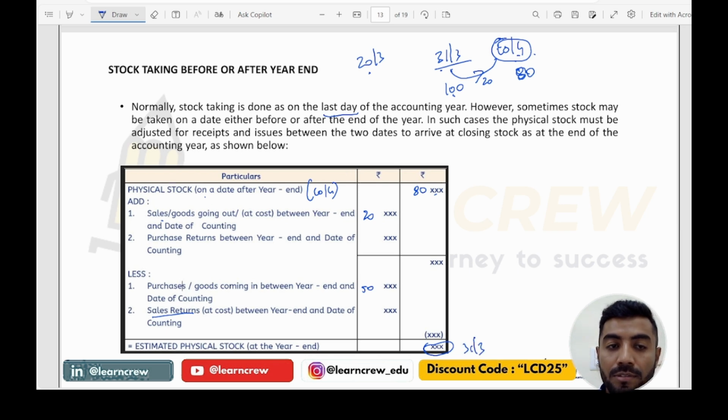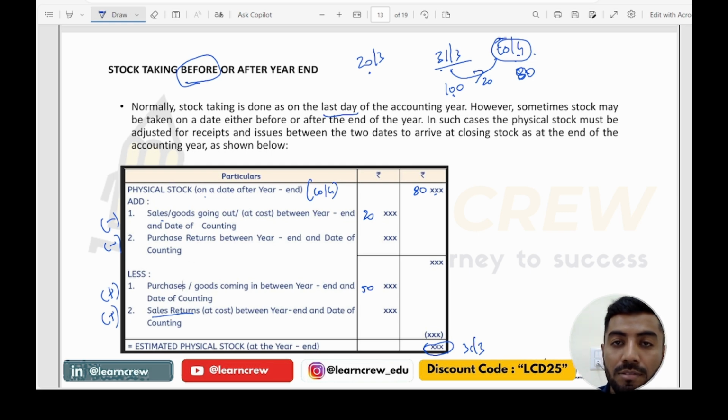Okay. So this is just the format here. No need to memorize this format. Just remember the concept here. We'll do an example question so that we'll be able to understand. Okay. And this is in case the stock count is given after the year end. If it is before, then it will be the opposite. This to be minus and this to be added.